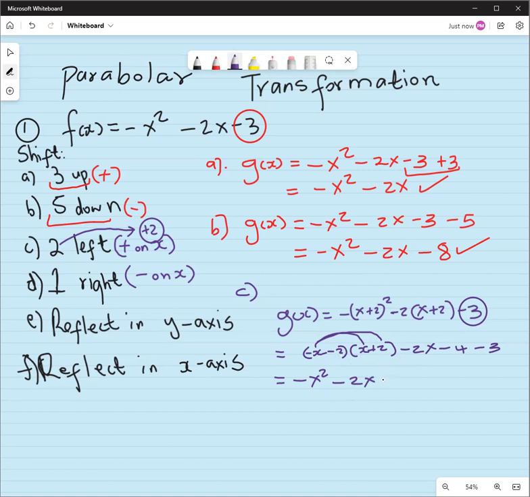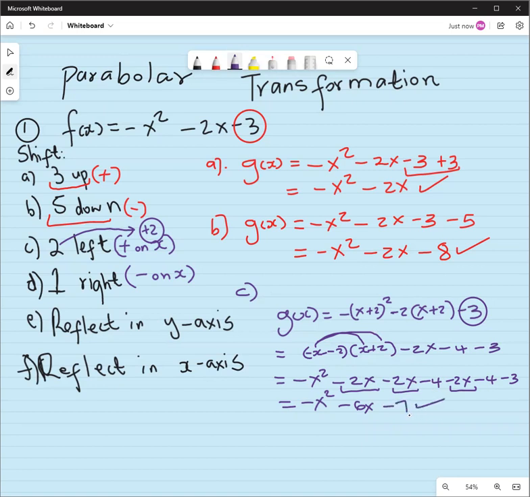And then this is another minus 2x. And then minus 4, minus 2x, minus 4, minus 3. Now let's add like terms. The negative x squared goes along. This one will go with that one and that one, which is minus 6x, right? And then this one and that one will be minus 7.